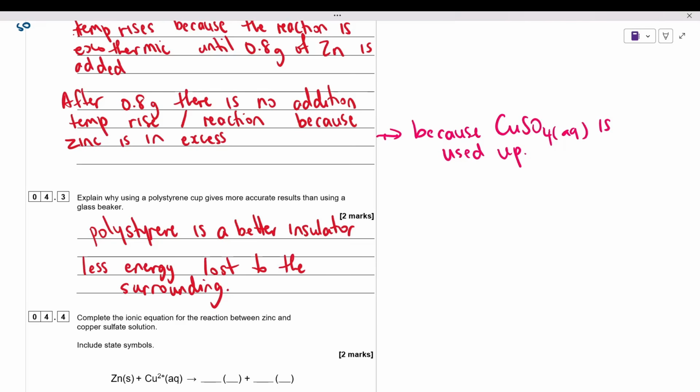This means the temperature that you record on that thermometer is close to being accurate, because most of that heat isn't being dissipated into the environment. It isn't being lost to the environment.